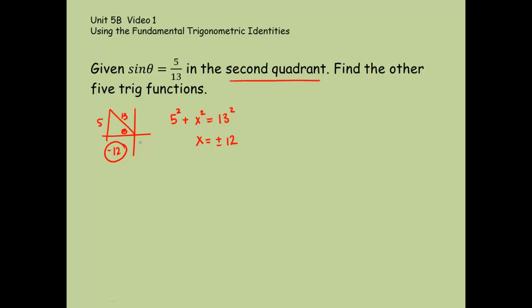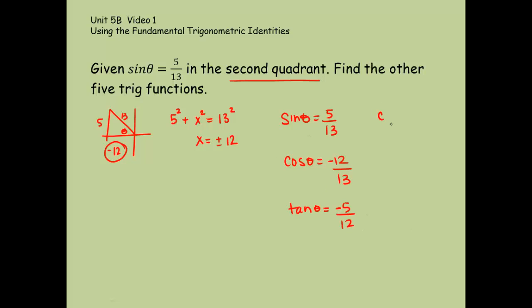If the directions say to state the other 5 trig functions, sine of theta was given as 5 over 13. Cosine of theta is negative 12 over 13. We just found the negative 12. Tangent of theta is 5 over negative 12, and the negative really belongs in the numerator, even though it is technically on the 12, the value is negative 5/12.